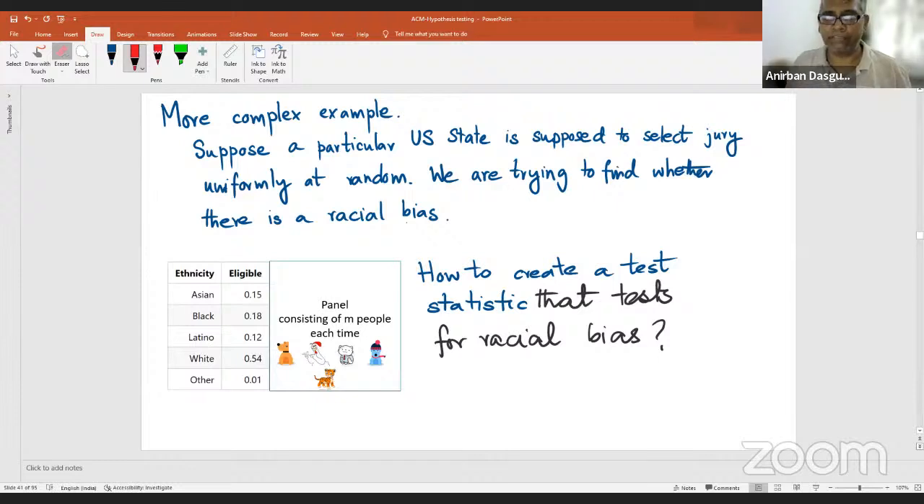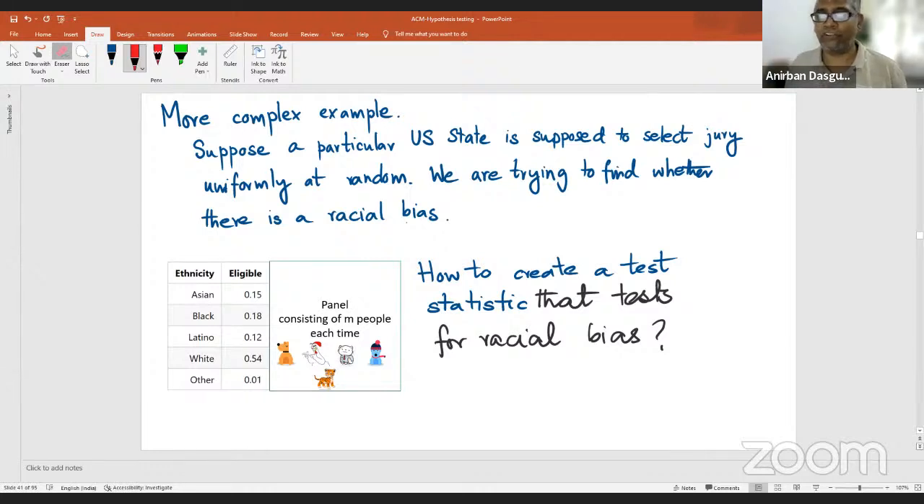So now what happens is that every time a jury selection happens, let's simplify. Let's say that the jury size is the same every time, and that there is a jury panel that consists of M people who have been selected from this eligible population. There are multiple panels that have been selected, and I want to test for racial bias. Is the jury selection really being done uniformly, or is there a racial bias in the jury selection?